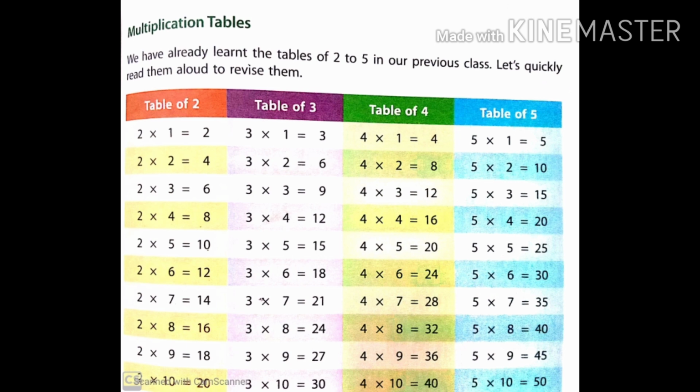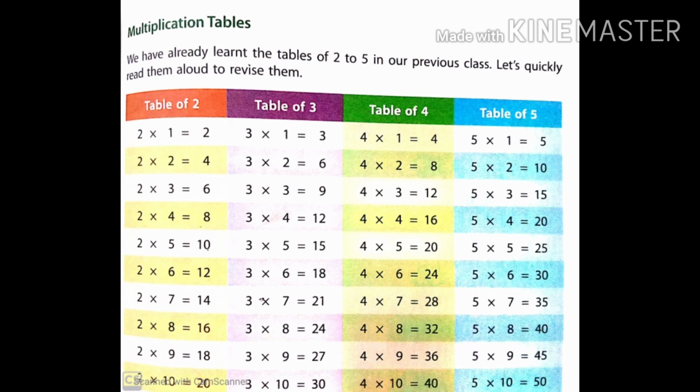Table of 2. 2 ones are 2. 2 twos are 4. 2 threes are 6. 2 fours are 8. 2 fives are 10. 2 sixes are 12. 2 sevens are 14. 2 eights are 16. 2 nines are 18. 2 tens are 20. Table of 3.